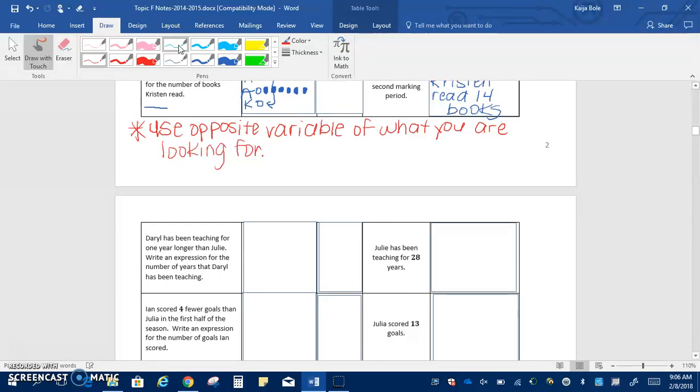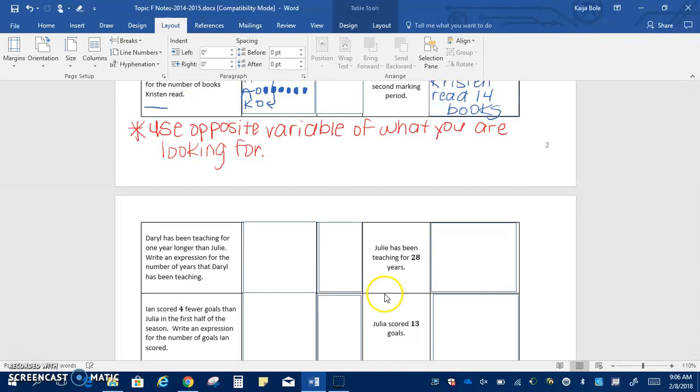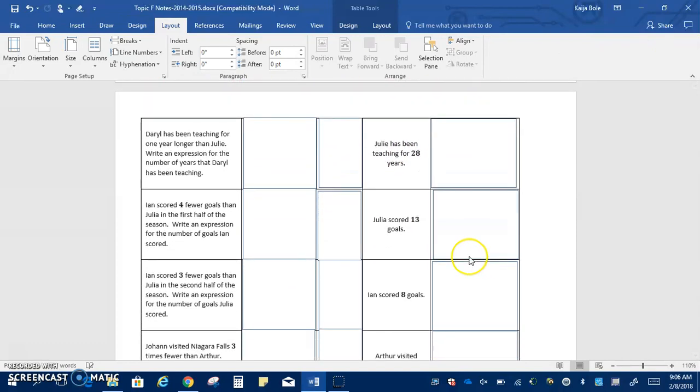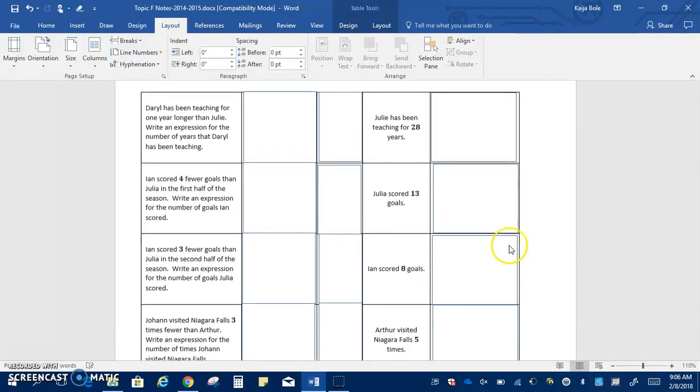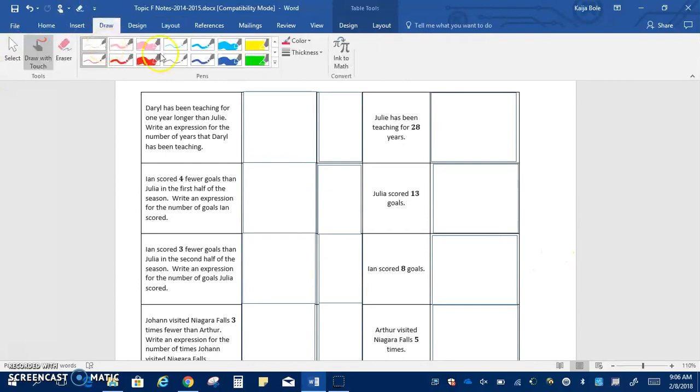Alright, so that's just a little note to help us out. But we are going to go on to the next page now. And on the next page it says Daryl has been teaching for 1 year longer than Julie. Write an expression for the number of years that Daryl has been teaching. So we're looking for Daryl.